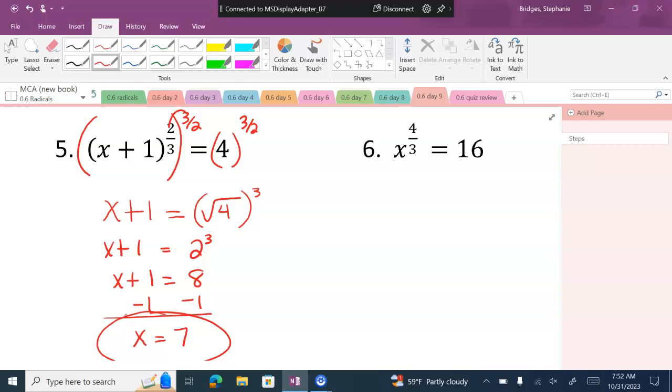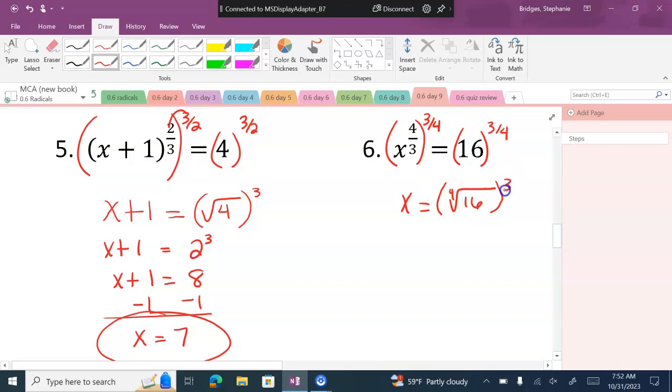What did you guys get? Okay, what am I going to raise both sides to? To the 3/4 power. So that's going to give me x equals, I'm taking the 4th root of 16, and I'm raising that to the 3rd power. 4th root of 16 is 2. 2 to the 3rd power is 8. You plug it back in. 8 to the 4/3 power does equal 16.